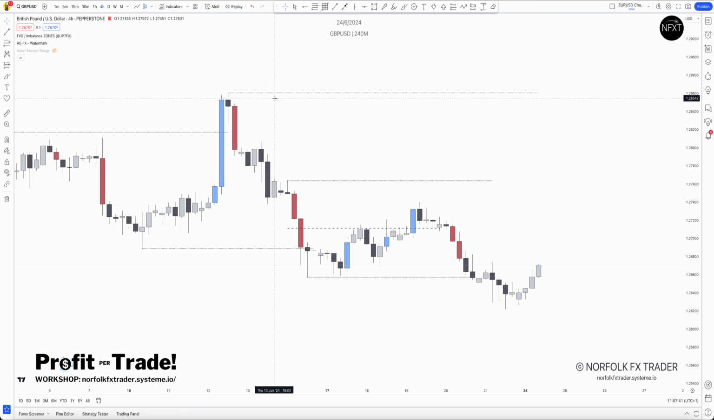We don't need it, and we don't need this high really either. So we know, in fact, let's get rid of all these lines, make this nice and clear for you. We know this is our trading range. As price pulls back up here, let me demonstrate to you.